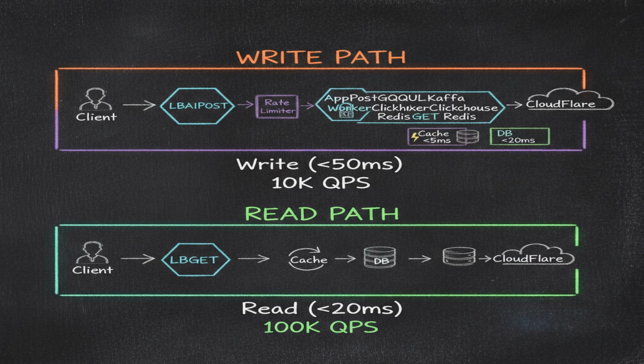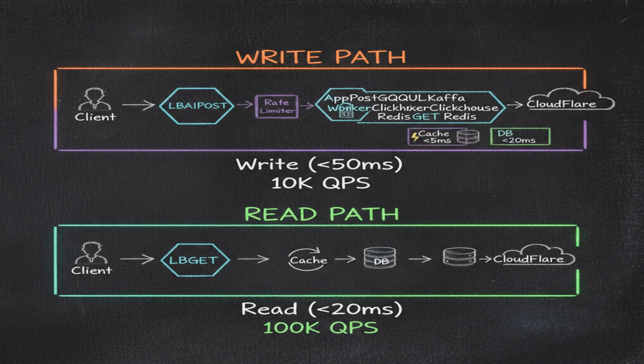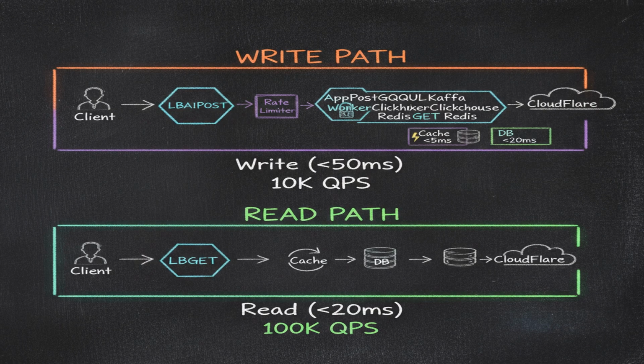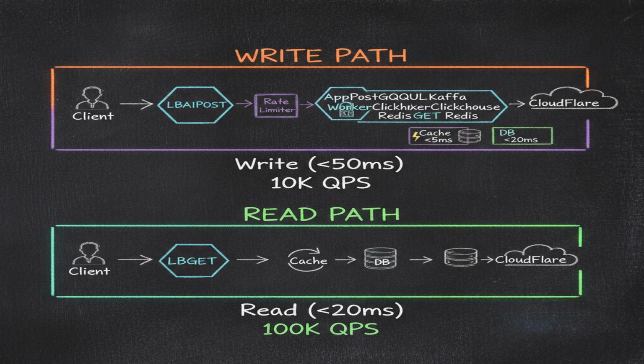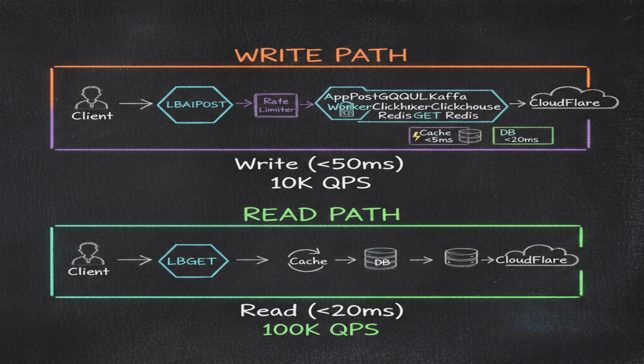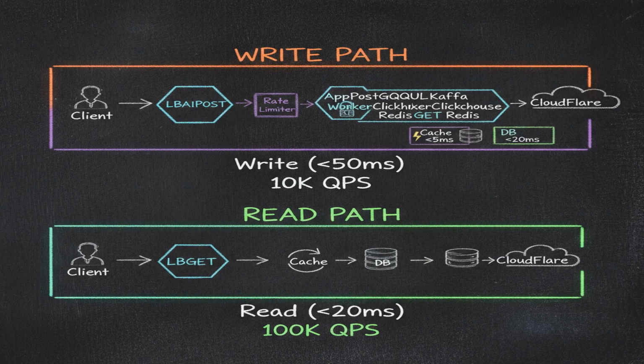Now, let's look at the high-level design. Our high-level design separates read and write paths for optimization. The write path handles user interactions and model updates, while the read path serves recommendations. For the write path, user interactions hit a load balancer, then the API gateway, and finally the app servers. Data is written synchronously to a primary DB and asynchronously to an analytics DB via Kafka.